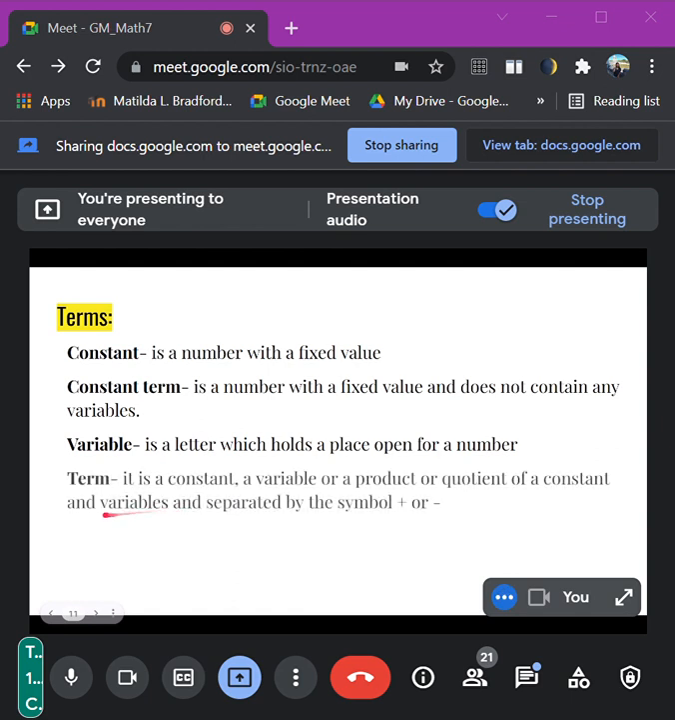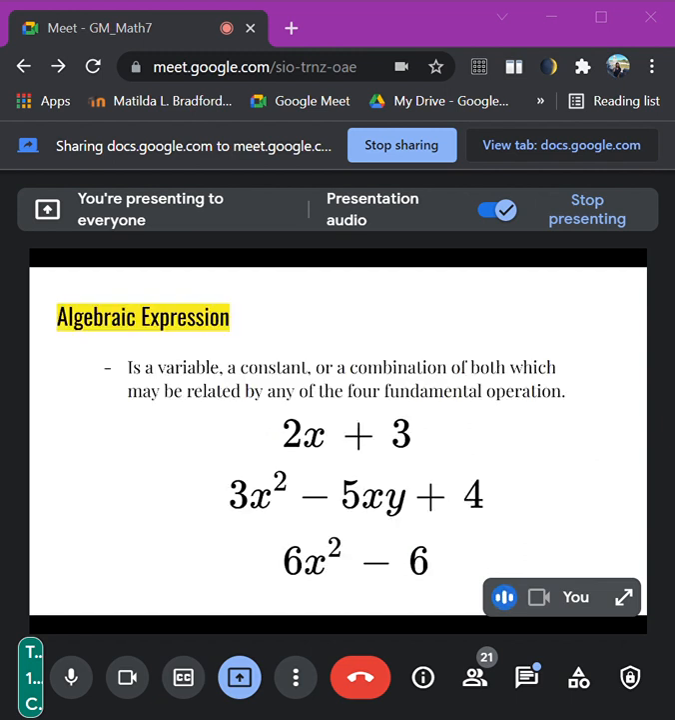So you have there term. When we say term, it is a constant, a variable, or a product or quotient of a constant and variables, separated by the symbol plus or minus. So when we say term, class, this is what you see when you divide your numbers with plus or minus. For example, if there is a plus here, what is on the left is the first term, and this one is the second term. So if we count how many terms it has, it has two terms.